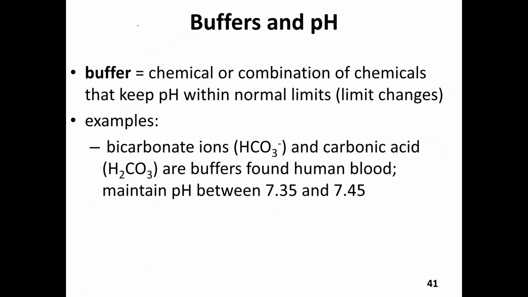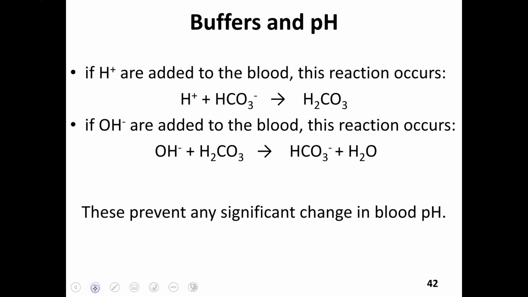Sometimes pH changes can cause problems. And so we have buffers that help to maintain the pH within whatever range we care about. This occurs in laboratories if we need to have a specific pH, but this also occurs in our cells. Cells have to be able to maintain specific pHs, and so they have buffer systems. An example of a buffer system is the bicarbonate ion and carbonic acid buffer that's found in blood. So let's look at that system.